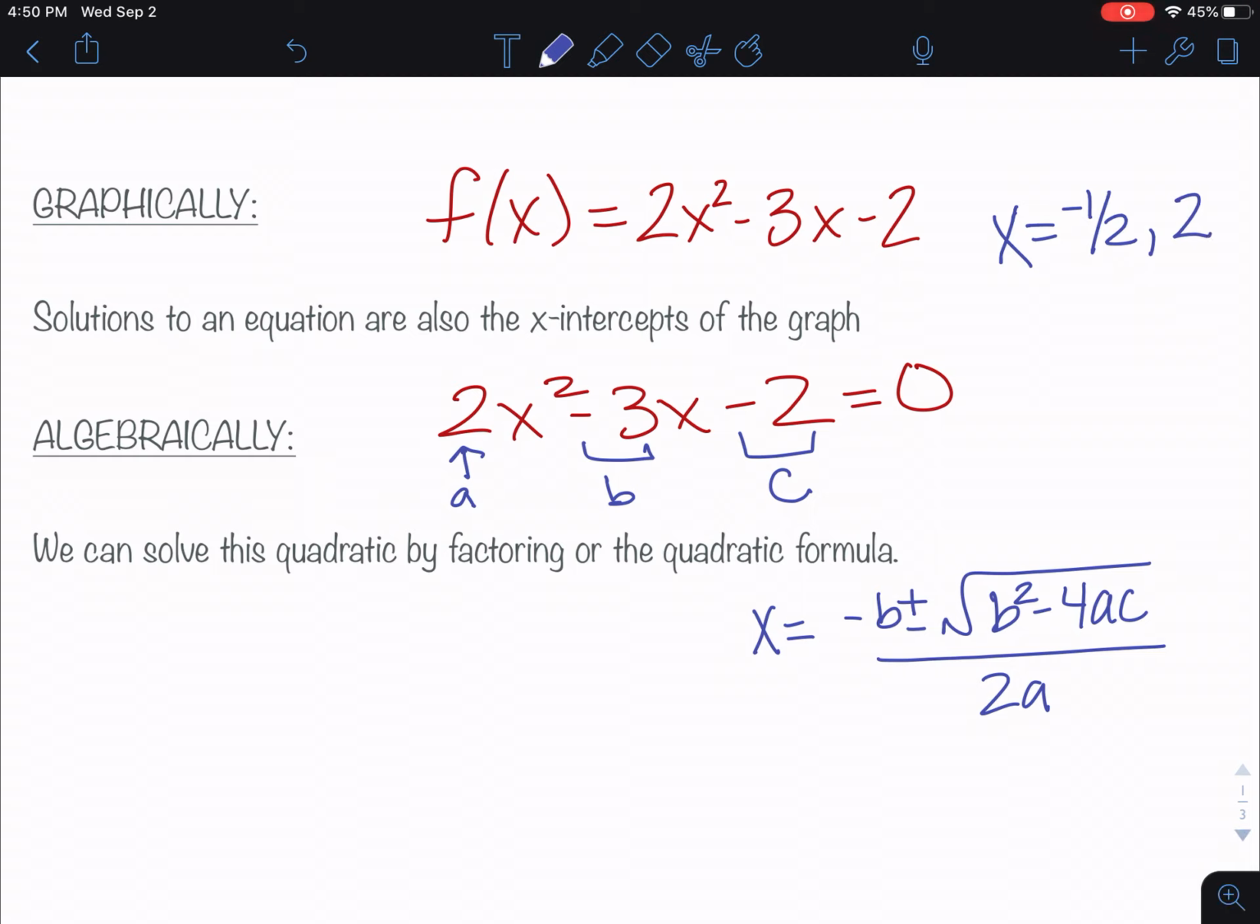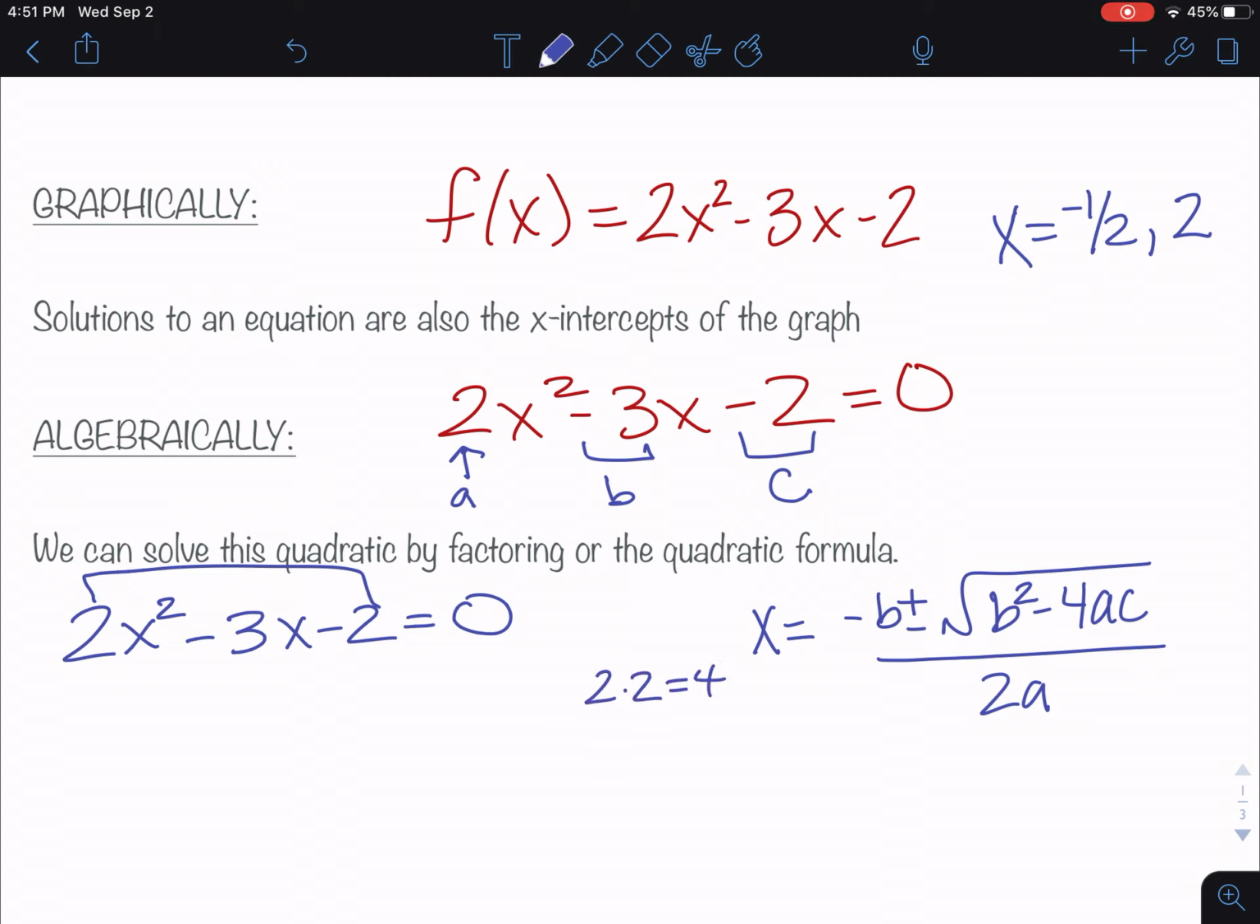Another way that I'm able to solve this equation would be to solve it by factoring. So I once again can set this quadratic equation equal to 0 and then factor this quadratic trinomial. One way to factor this quadratic trinomial would be to look for factors of 4 because of that coefficient that subtract to be 3. So factors of 4 that subtract to be 3 would be 4 and 1.